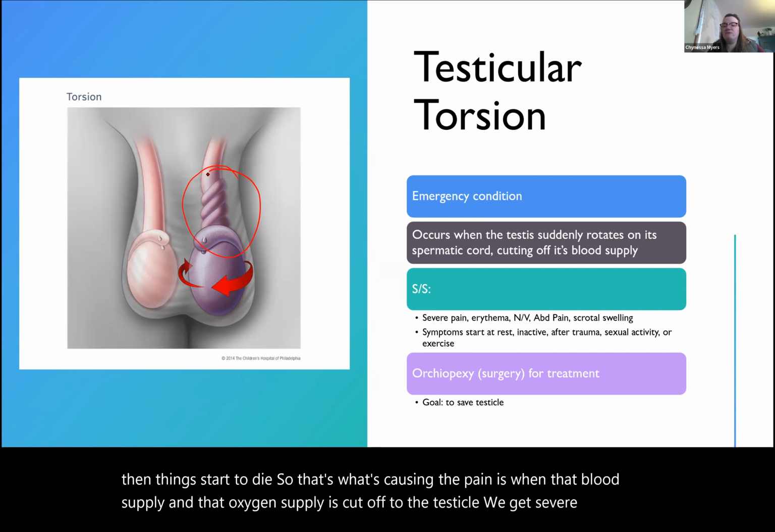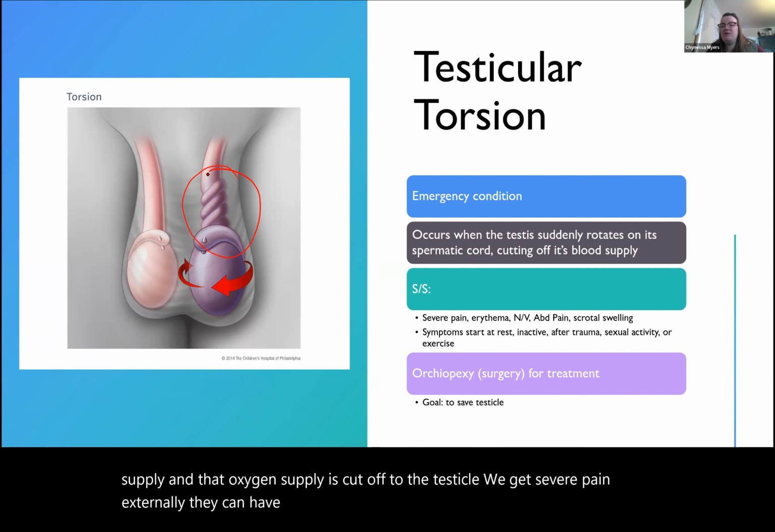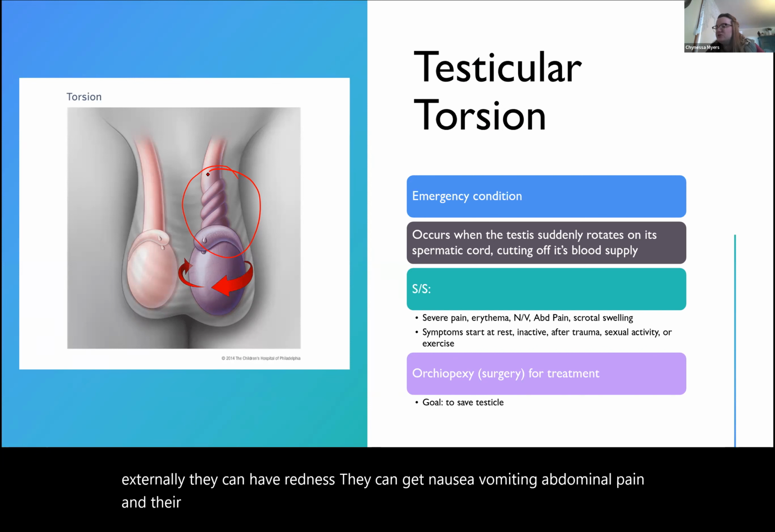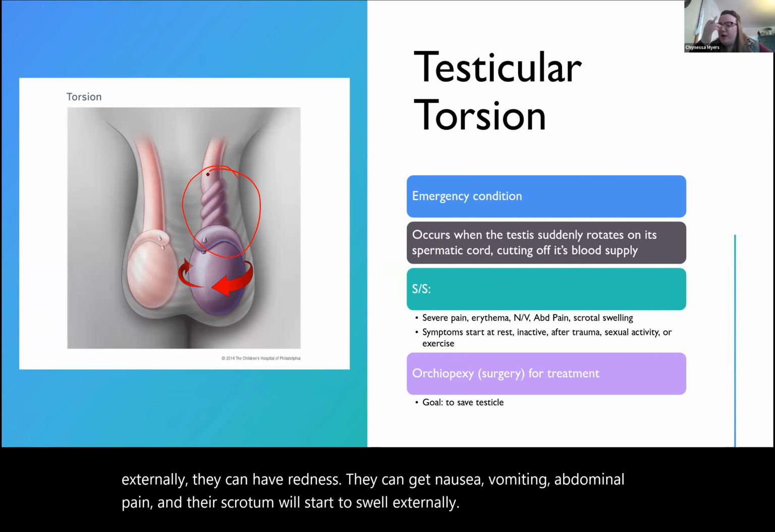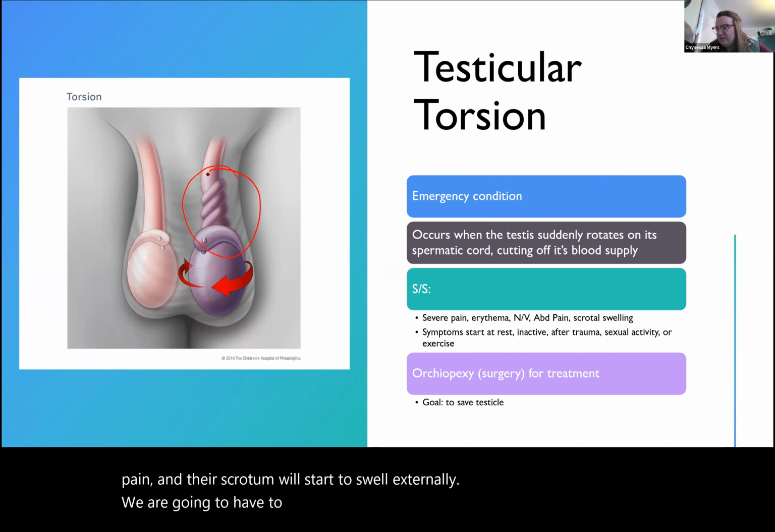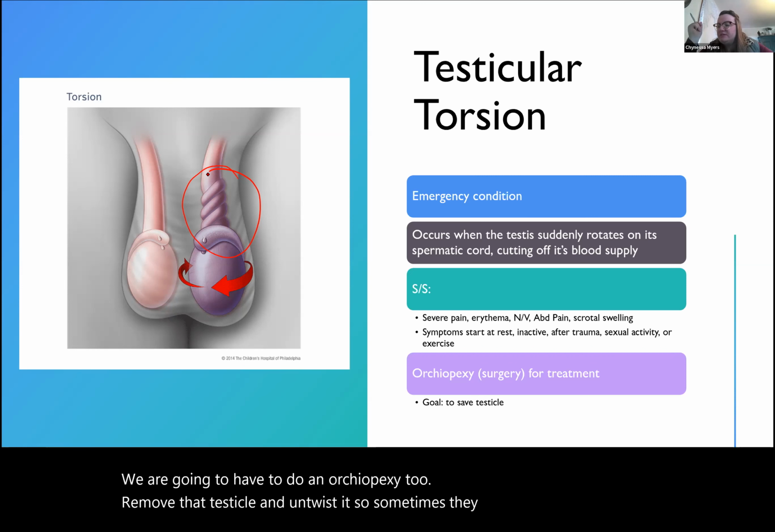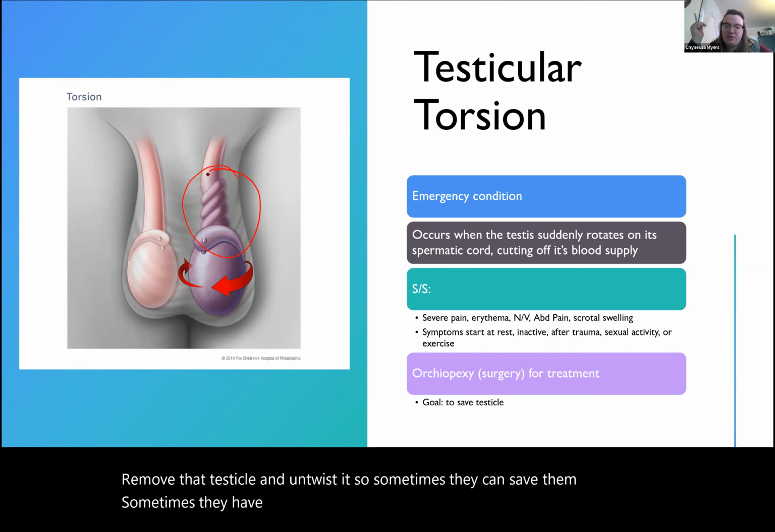Externally, they can have redness. They can get nausea, vomiting, abdominal pain, and their scrotum will start to swell externally. We are going to have to do an orchiopexy to remove that testicle and untwist it. So sometimes they can save them. Sometimes they have to remove them and put in a prosthesis if they get that. Okay. But our ultimate goal is to save the testicle.